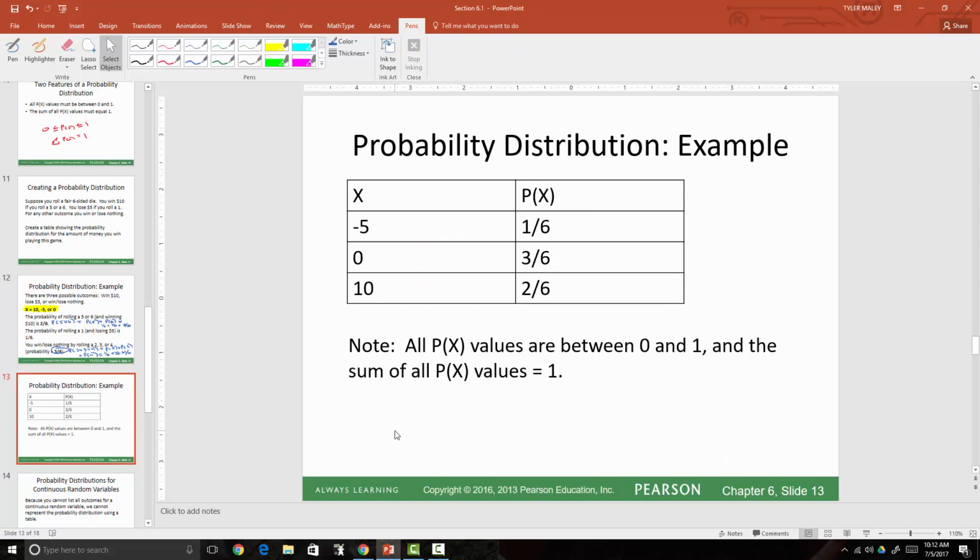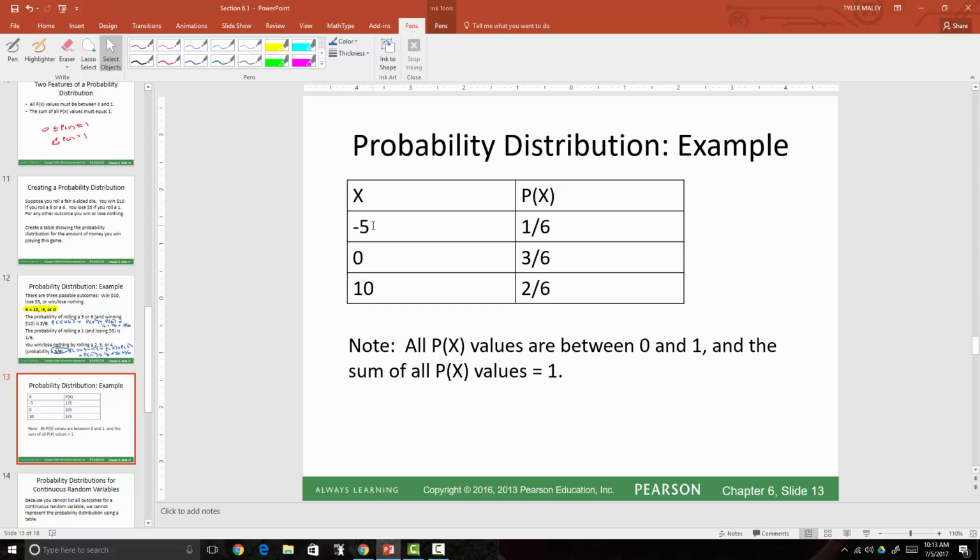So on the next slide, I have the table shown here. These are my x's, these are my p of x. So we made our own probability distribution. And you might be wondering why we're not showing 1 through 6 on the die. Well, those aren't the outcomes. The outcomes are if we're winning or losing money. So we used the die and numbers 1 through 6 in order to get the probabilities.